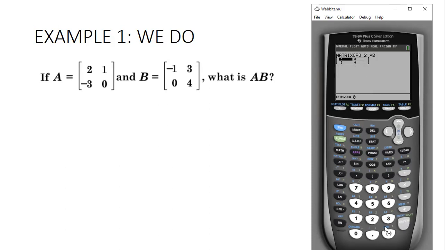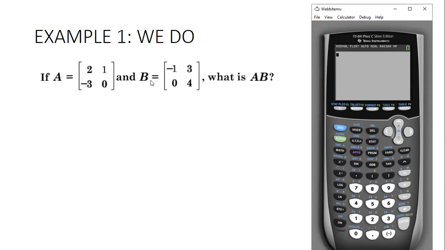Now I'm going to put in the entries: 2, 1, -3, 0. So now I have created matrix A in my calculator. Once I've created the matrix, I have to close out of the editing window. To close out of the editing window, I'm going to press second mode so that I can quit this window.